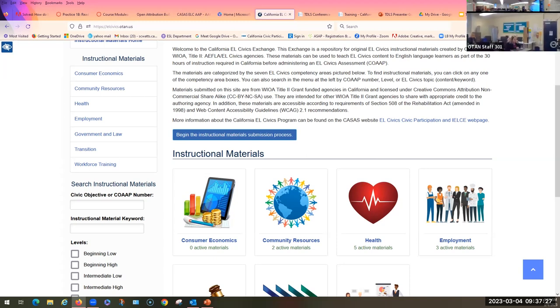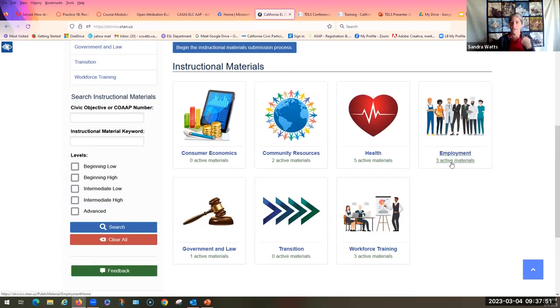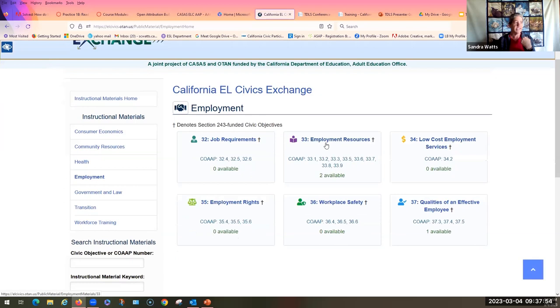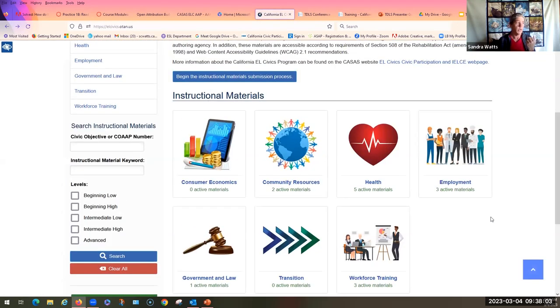Sandy, is it a mix of 231 and 243 co-ops in there? Yes, all the co-ops are in there, so you would have to look up which one it is. Most agencies actually choose their co-ops. So agencies looking for, let's say, 32, 33, they would know that's under employment and they would look under employment and see if there's anything under 33. Those of us who work with civics a lot have a lot of these numbers memorized, so we would definitely know where to look.